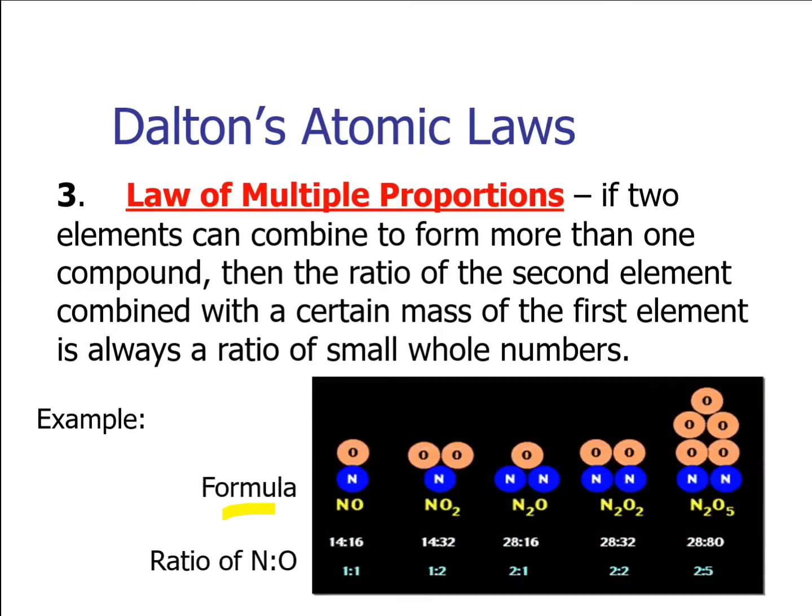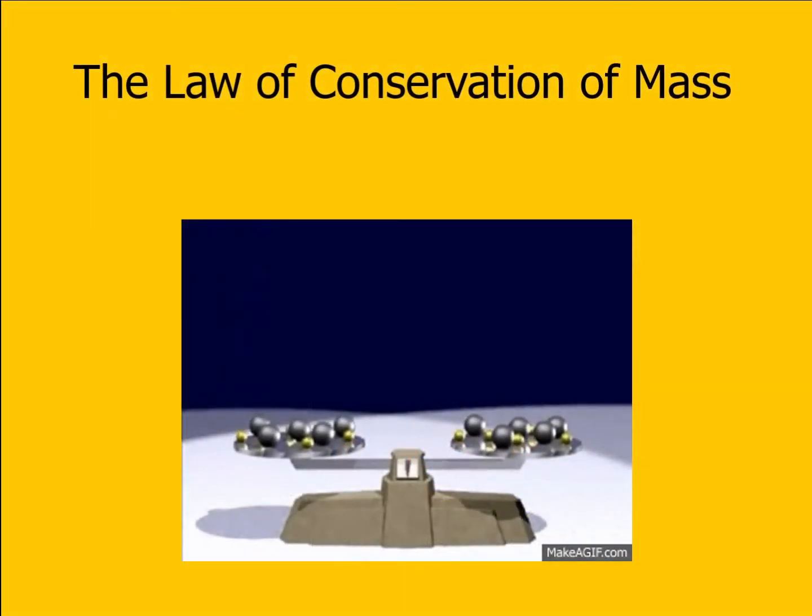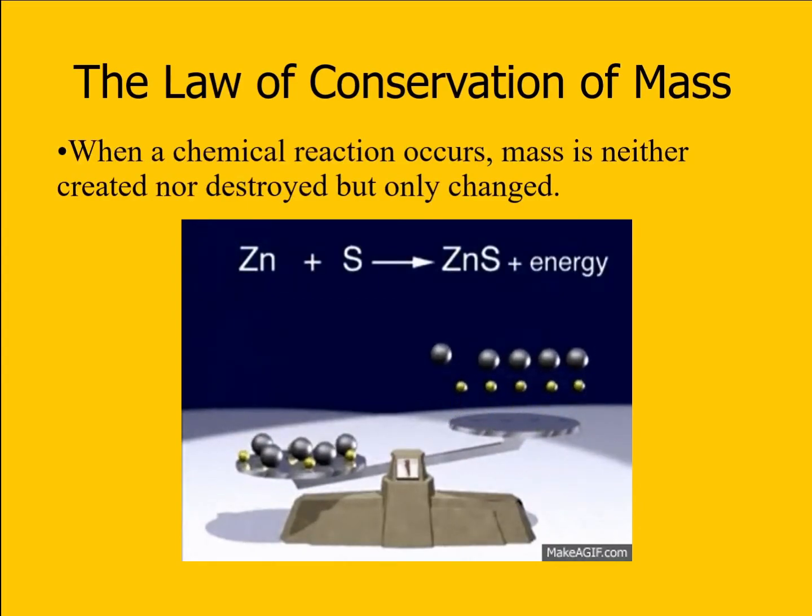For example, the ratio in NO. The mass number of N is 14, the mass number of O is 16. So the ratio in NO is 14 over 16, and the simple ratio is 1 over 1. Next, NO2. The mass number of N is 14 and the mass of O2 is 32. So the ratio in NO2 is 14 over 32 and the simple ratio is 1 over 2. Next, the law of conservation of mass. When a chemical reaction occurs, mass is neither created nor destroyed but only changed.